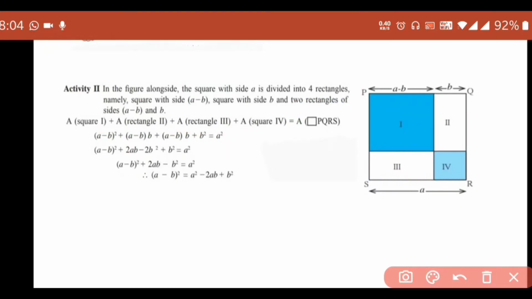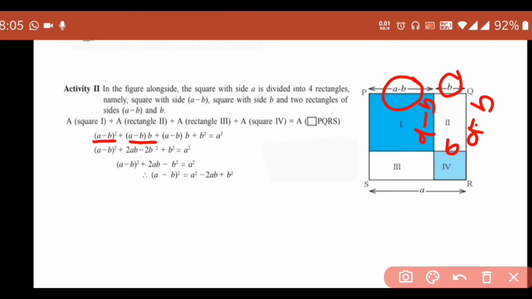Now let us see how to write it next. A minus B square. Area of this square will be A minus B square because its side is A minus B. Then area of second rectangle is A minus B into B, because this side will be A minus B, and this is B and this is B. So this is a rectangle, that is why the area formula which we have to apply is length into breadth. So its area will be A minus B into B.